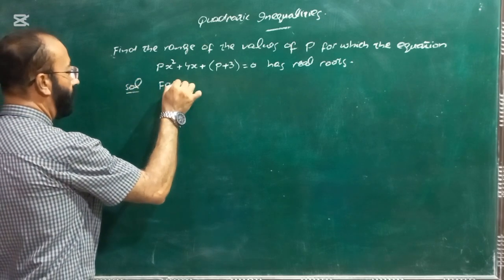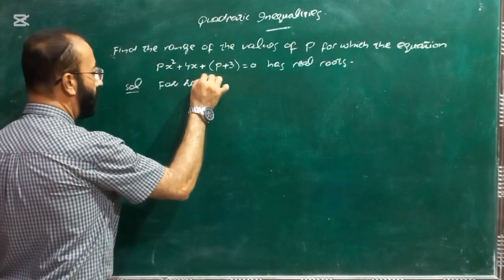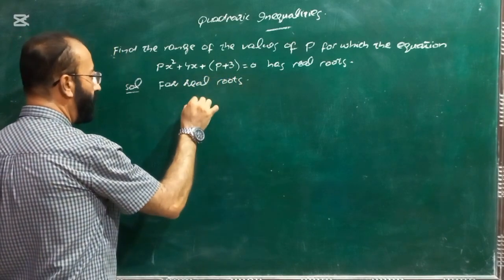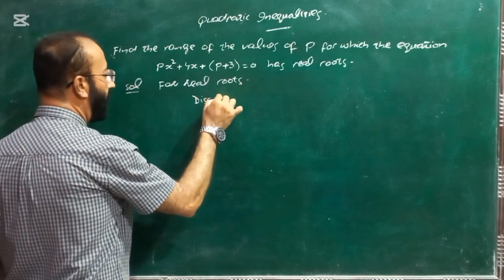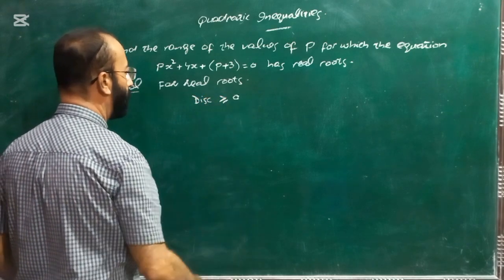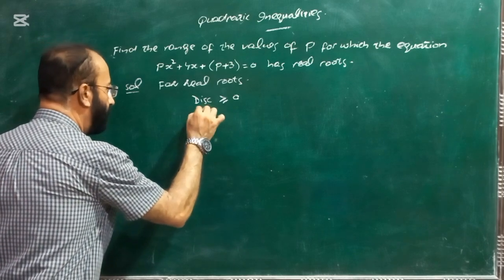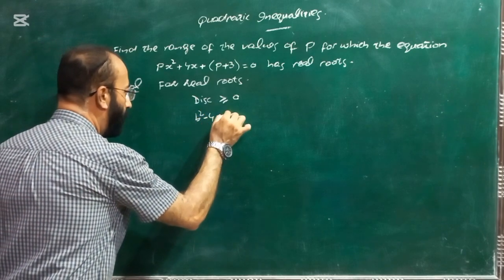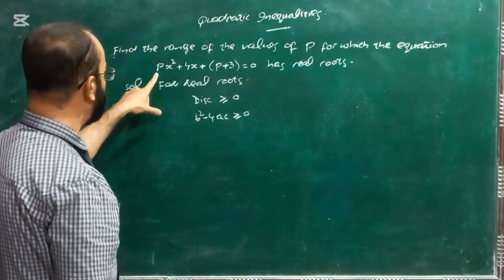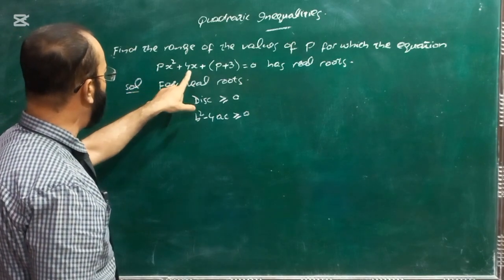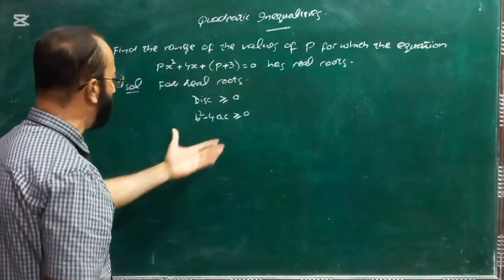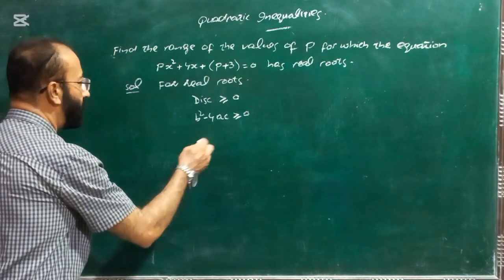For real roots, the discriminant should be greater than or equal to 0, and the discriminant is b square minus 4ac. So from the equation we can see a is p, b is 4, and c is p plus 3. So these values are going to be put in the discriminant.